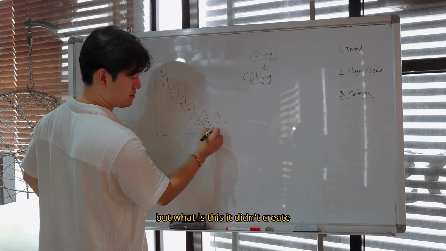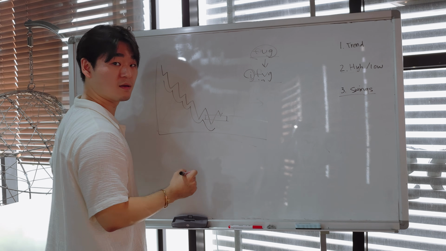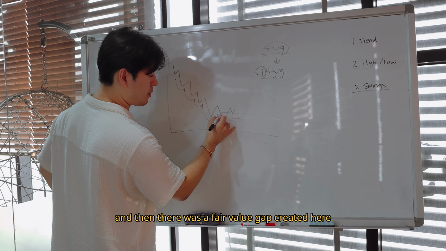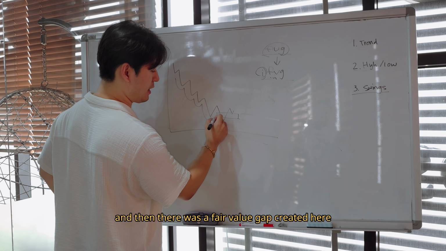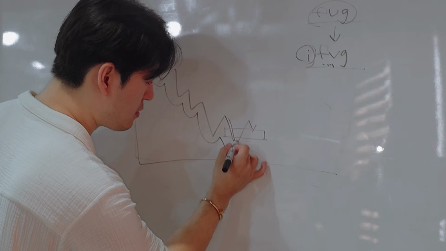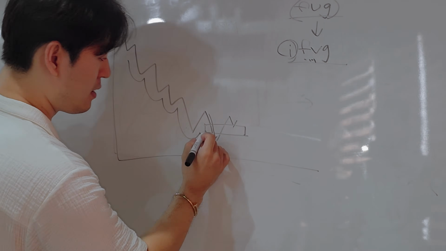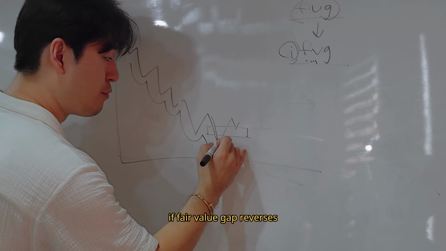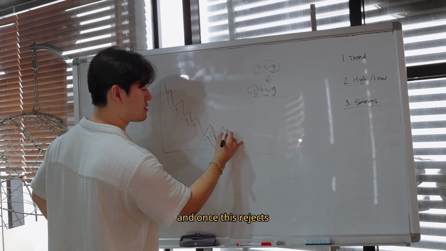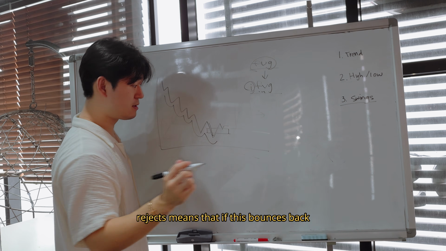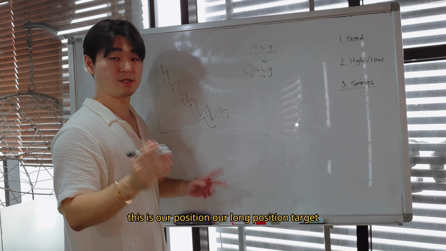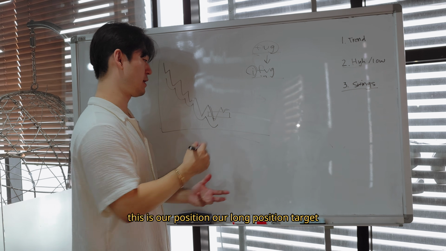But what is this? Swing low, right? And then there was a fair value gap created here. So when the price is going down, and there's a fair value gap, if the fair value gap reverses, this becomes inverse fair value gap. And once this rejects, if this bounces back, this is our long position.